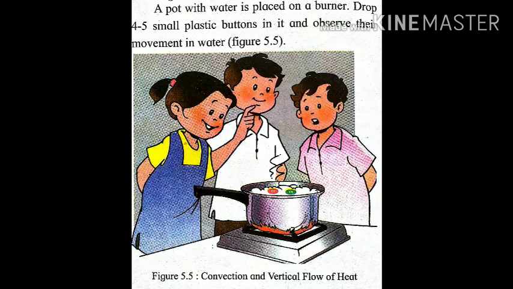The hot water from the base moves upwards. With it, the buttons too are pushed to the surface. The relatively cooler water in the upper portion moves downwards, taking the buttons with it. This happens continuously. In other words, on heating, an upward current sets in water.